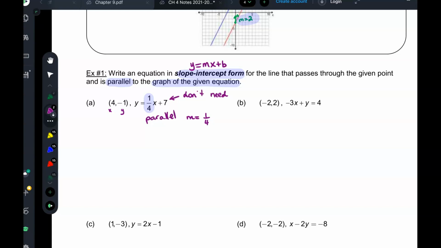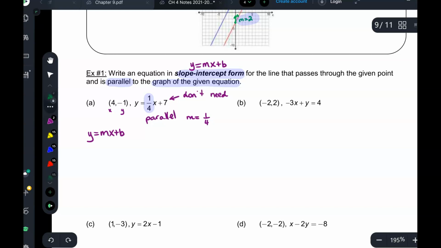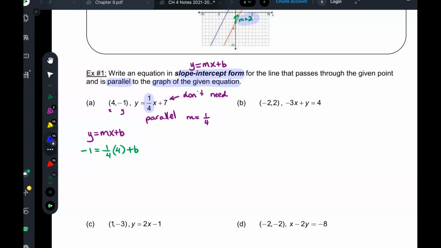This is going to look very similar to what we did in 4.2. So I'm just going to write down y equals mx plus b. What am I substituting in? So -1 is y. -1 equals 1/4 times 4. Good. Plus b. So I'm just replacing. It's a positive. There's no negative in front here. So -1 is my y, so I'm replacing y with -1. Then I have m, and then replace x with my x coordinate, which is 4.